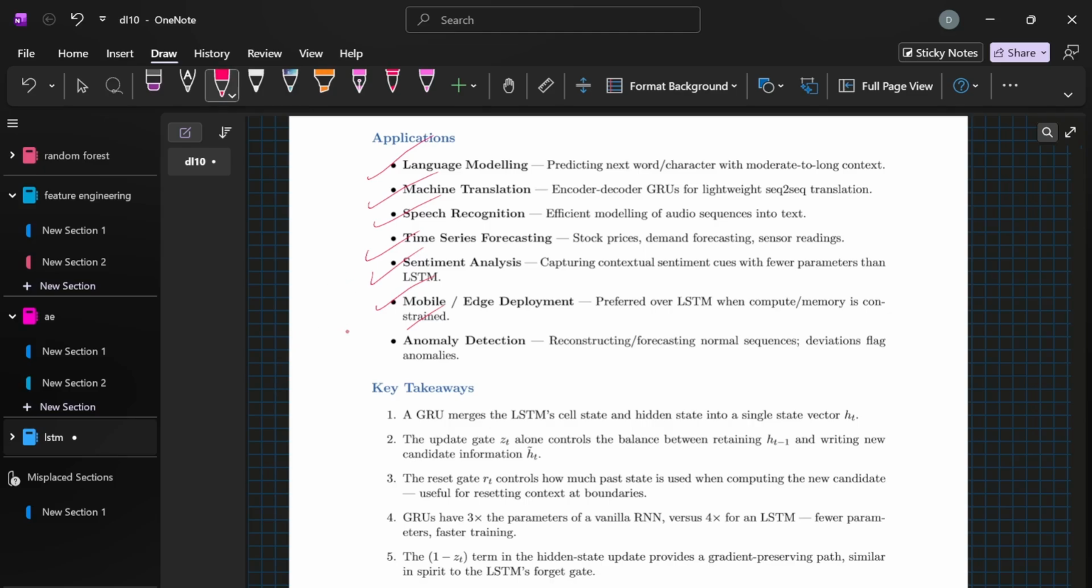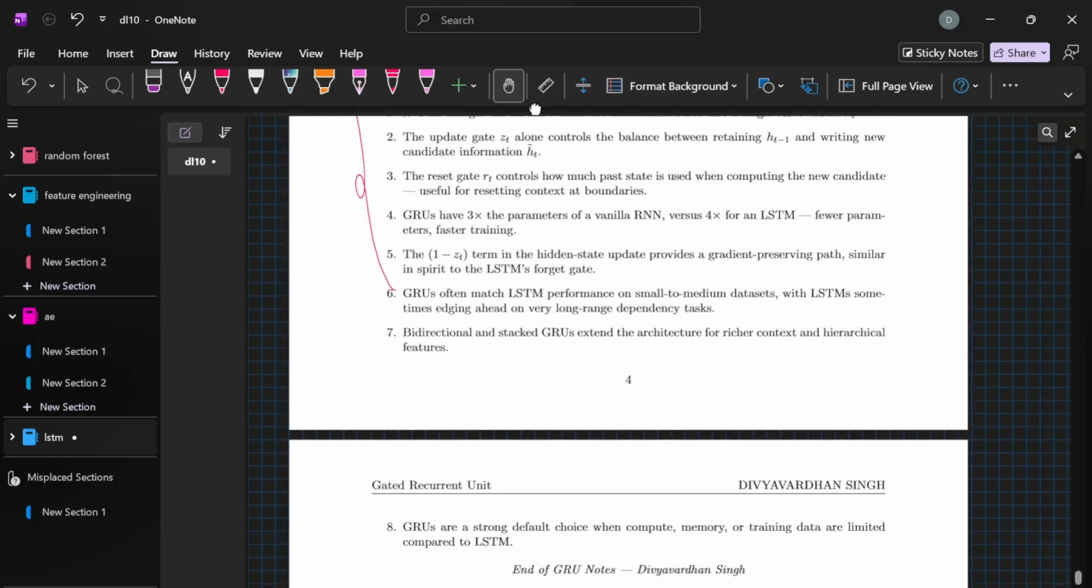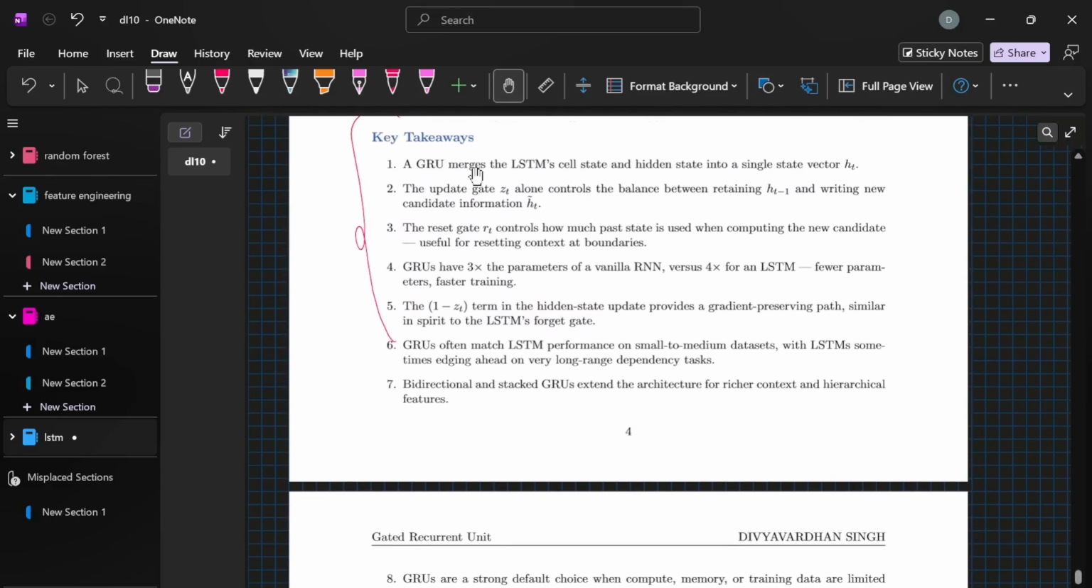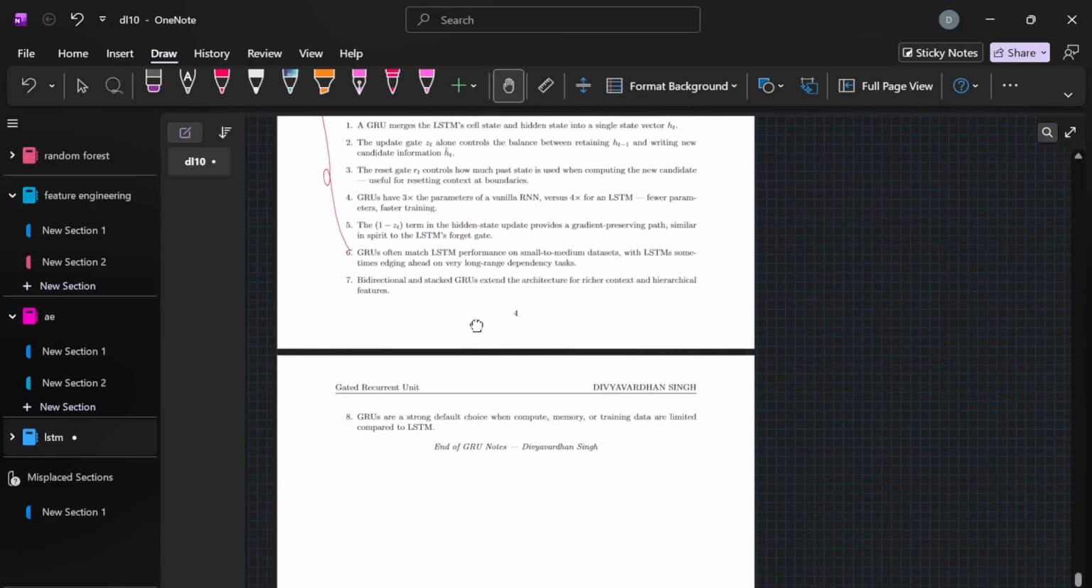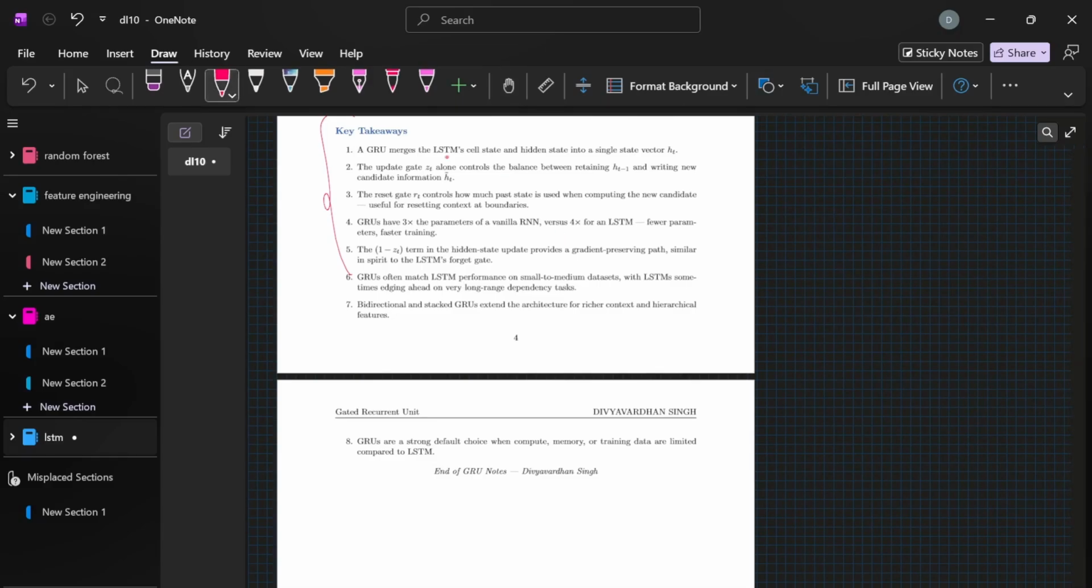Okay, moving forward towards some of the key takeaways. GRU merges the LSTM cell state and the hidden state into one single vector h of t. The update gate z of t balances retaining h of t minus 1 versus writing the new candidate information. The reset gate controls how much the past state feeds into the new candidate, great for resetting the context at boundaries. Then GRU has 3x parameters compared to the vanilla RNN and compared to 4x for the LSTM. Fewer parameters means faster training.